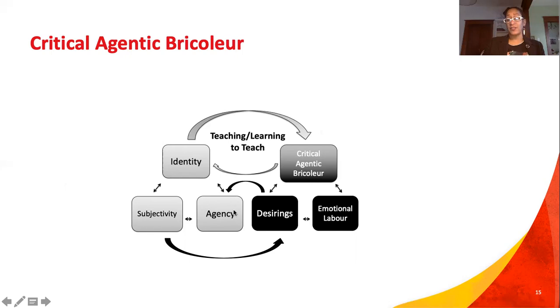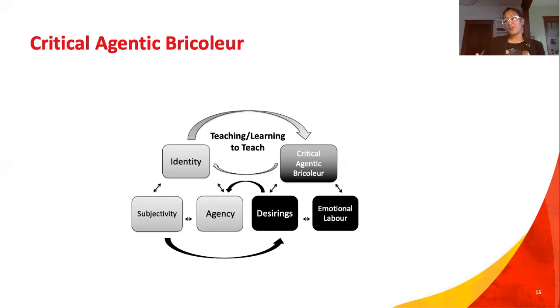So this agency and subjectivity, and then the agency is how they take all of this with the whole learning to teach process and develop a sense of agency. So this subjectivity led to their desirings, because as people of color, and seeing what they know for students of color in the classroom, this enabled them to desire different types of teaching, different types of futures for their students, and then went back to their agency and being able to create that. So this critical agentic bricoleur then becomes their teaching identity.